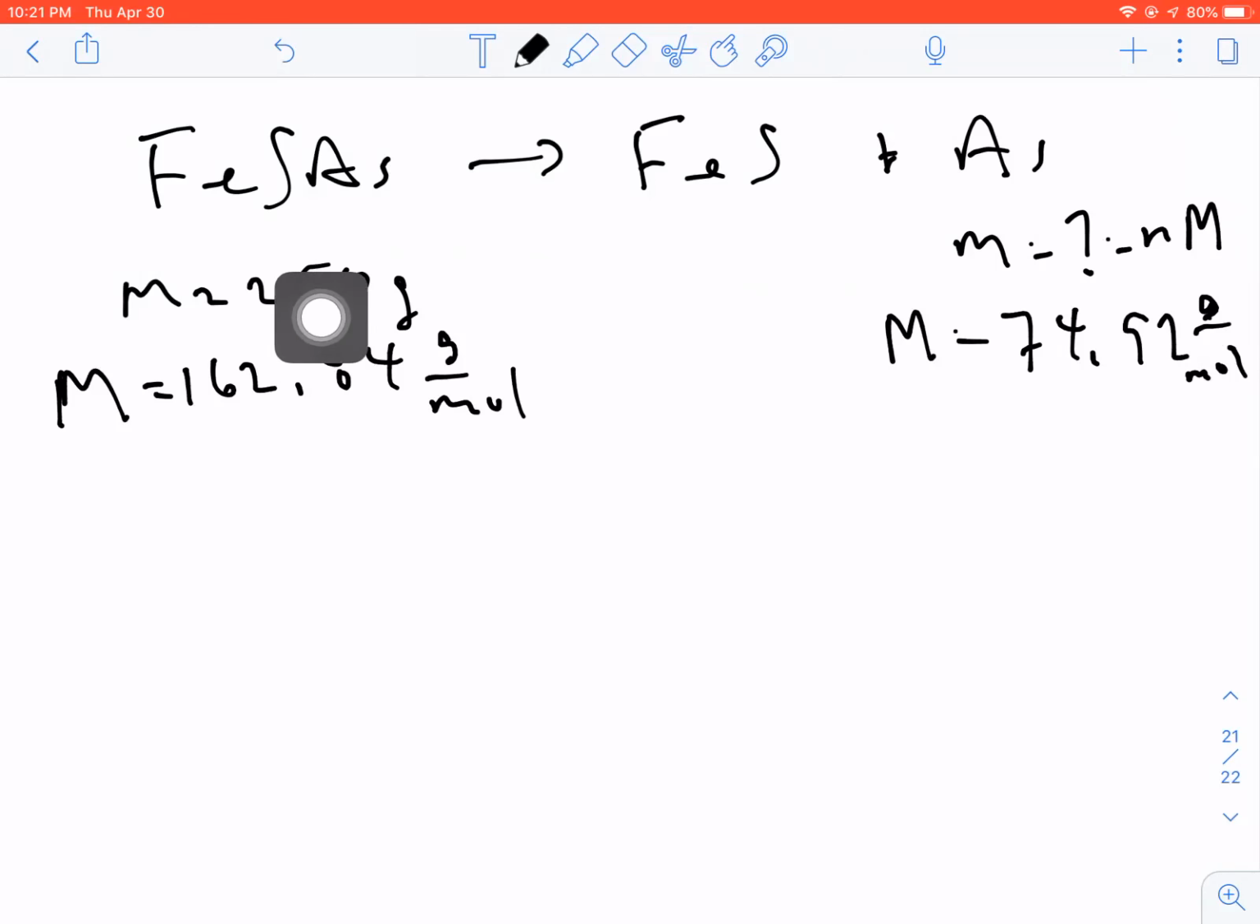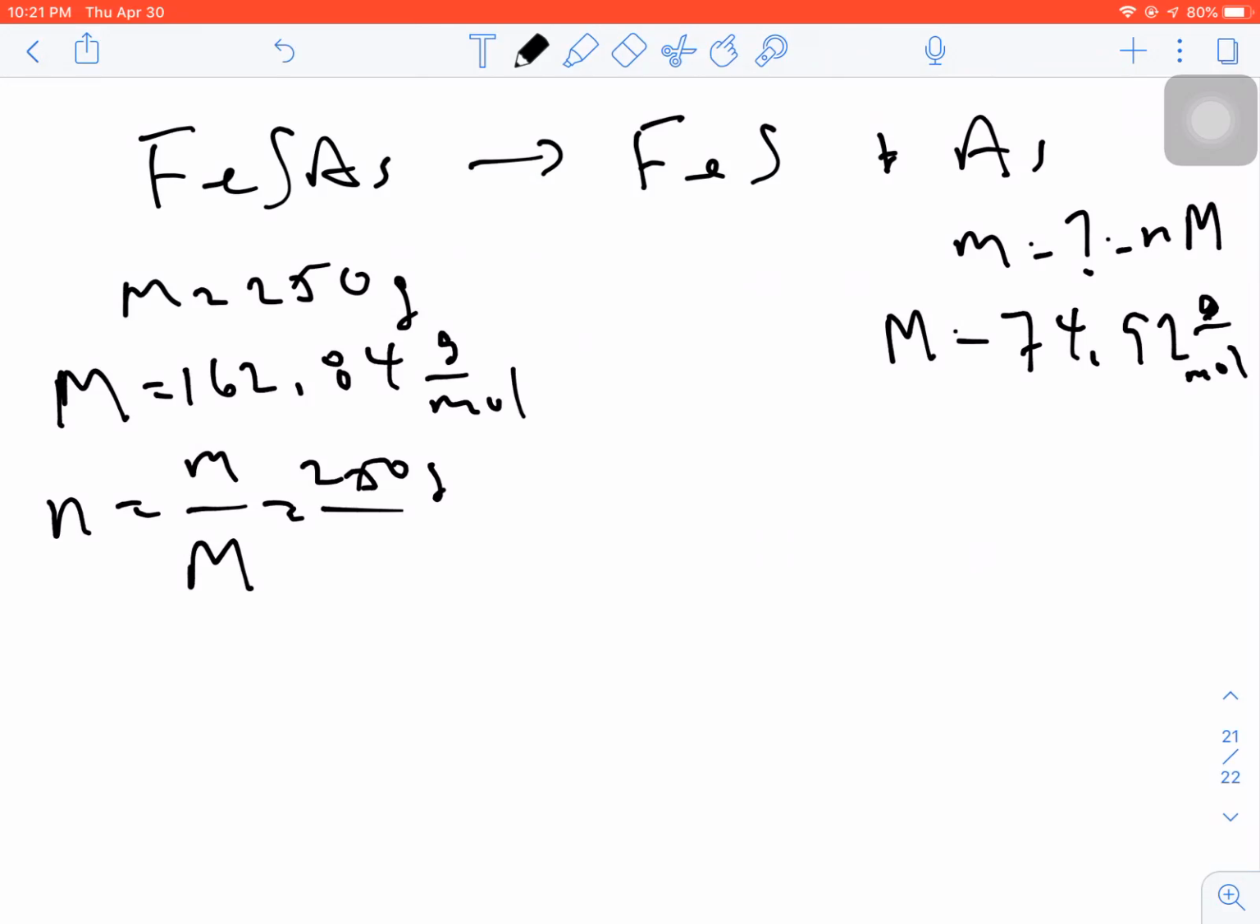Now, I can see, just like all the other questions, I have a missing mass here, I have a known mass over here, so I'm going to calculate little n, use my mole ratios to go to this side, calculate my mass on this side. So, number of moles is mass over molar mass, 250 grams divided by 162.84 grams per mole, and I'm getting a number of moles of 1.54 moles.